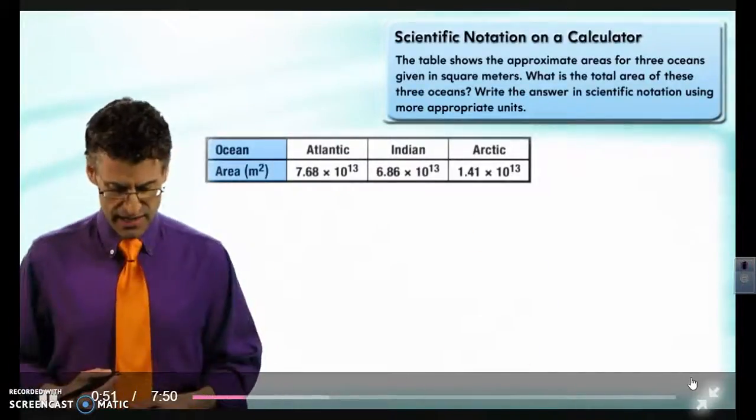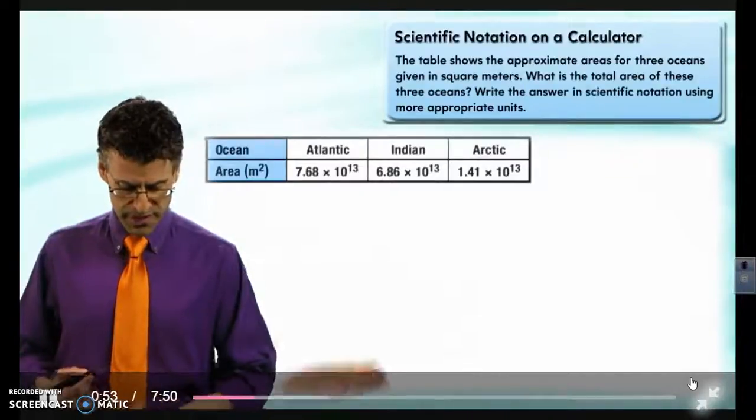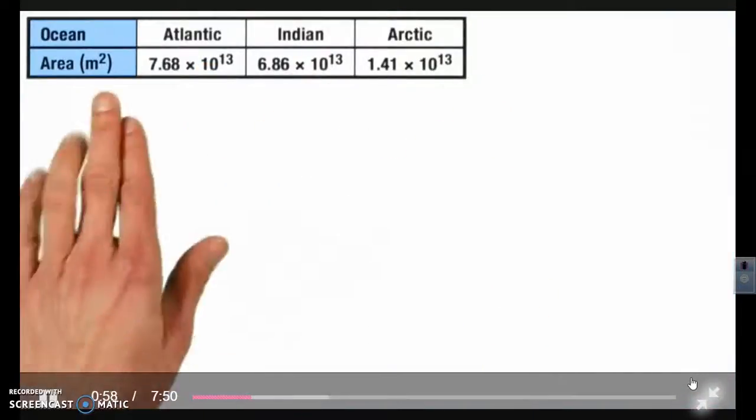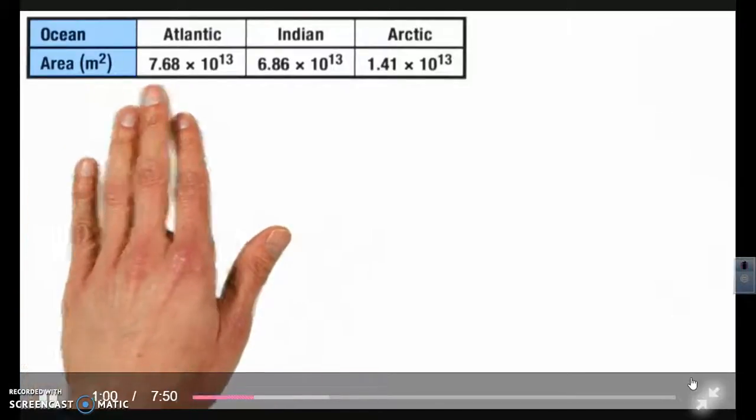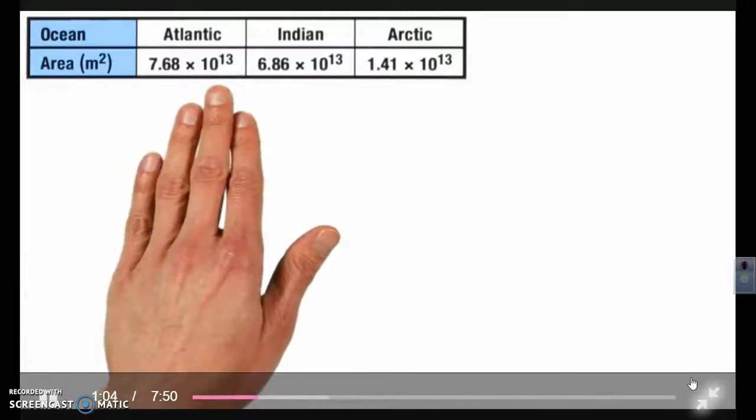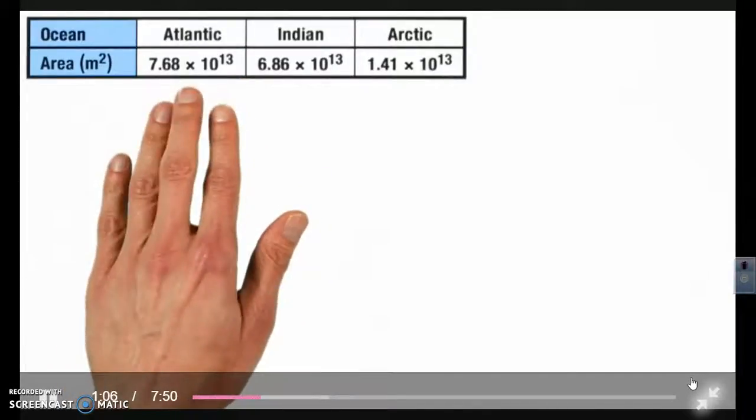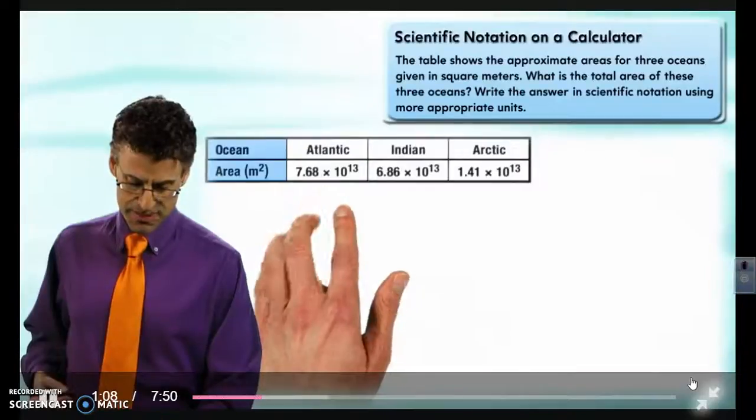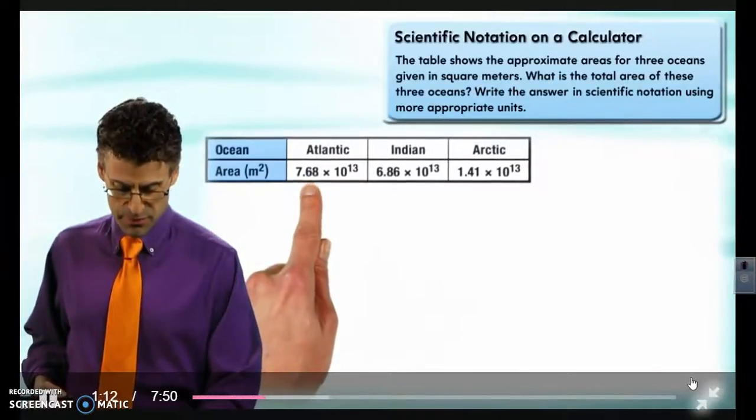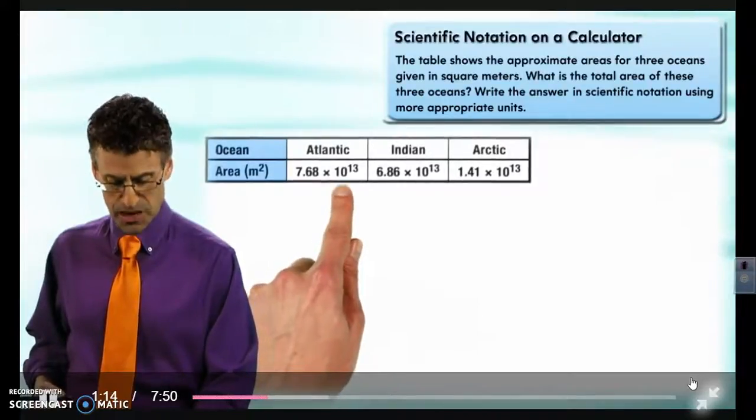So here we see the area for the Atlantic, the Indian, and the Arctic Ocean in meters squared. For example, the Atlantic is 7.68 times 10 to the 13th. So the exponent is 13. And what that means is that, starting from where the decimal point is, if you want to write this number out, you've got to move over 13 spots to the right.